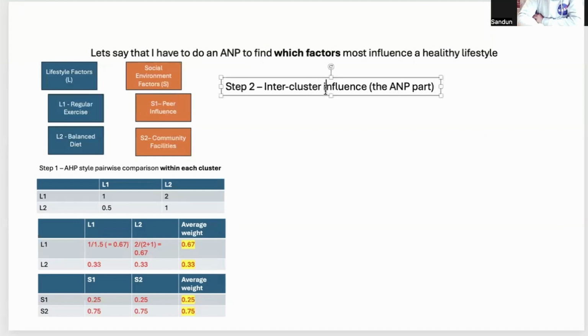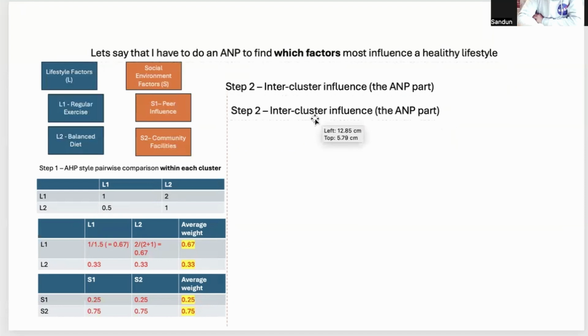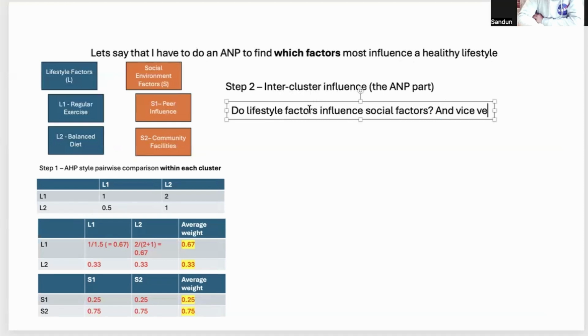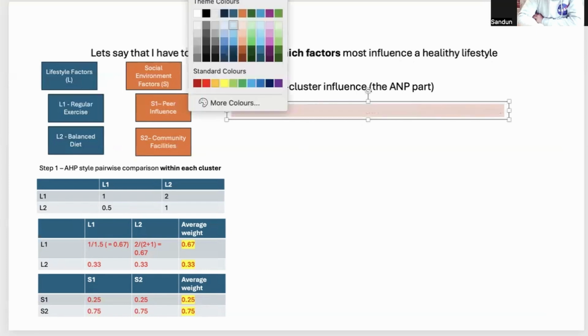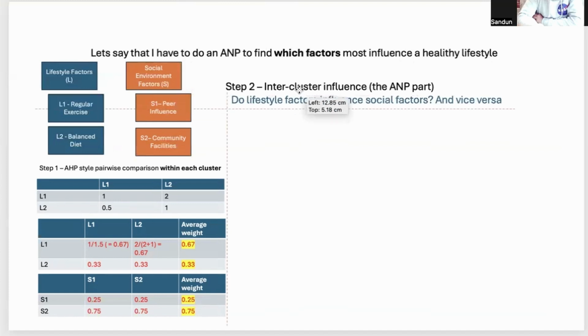And the question would be, do lifestyle factors influence social factors, and vice versa? So that's our problem. Basically the L and S are connected, or S and L, the degree of influence. So we'll look at the connectivity similar to the previous case.